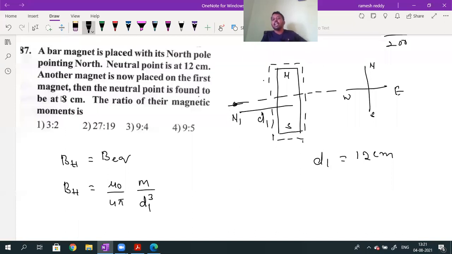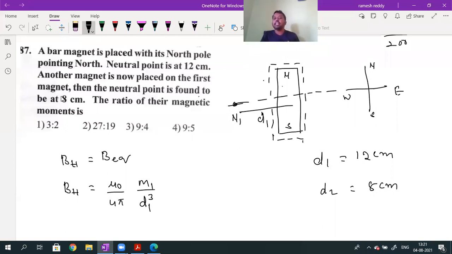If I call the first bar magnet's magnetic moment value M1, and the second bar magnet's magnetic moment value M2. Initially, with the first bar magnet, the null point is located at 12 centimeters. Finally, the null point is located at a distance of 8 centimeters.